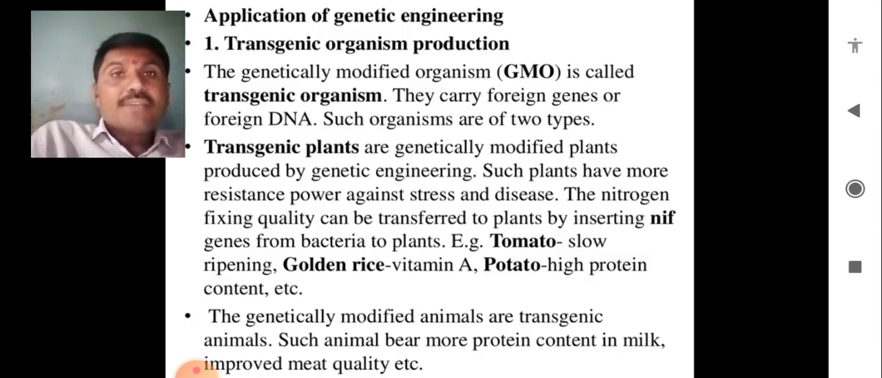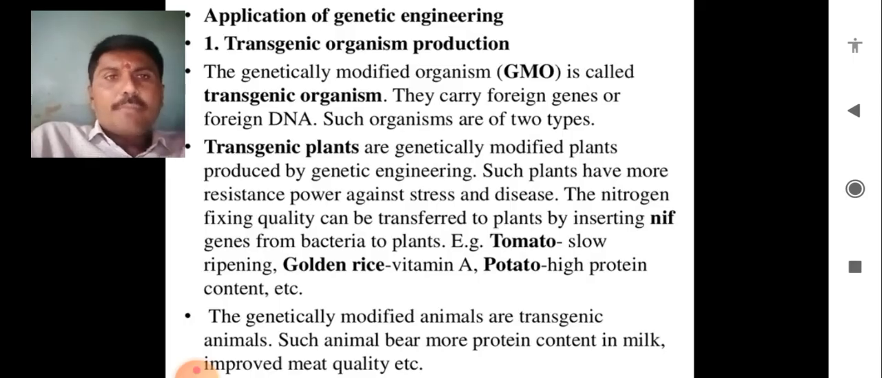This is one of the best desired characters we take from genetic engineering. The nitrogen fixing quality can be transferred to plants by inserting NIF genes from bacteria to plants, that is, the nitrogen fixing bacteria. Then the plant carries the NIF genes for nitrogen fixation.